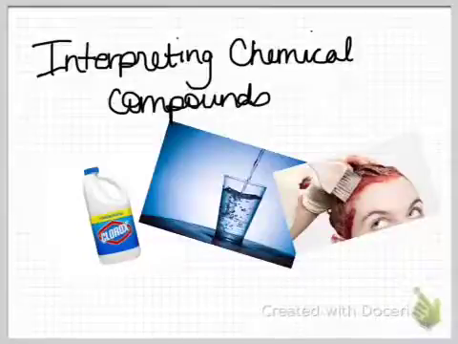This video is going to look at interpreting chemical compounds. So looking at different compounds and how we can write the symbols and figure out the difference between elements and compounds. In our daily lives, chemicals are all around us. Some examples of chemicals include water, air, ink, hair dye, and bleach. The chemicals we use on a daily basis are made up of elements or compounds.